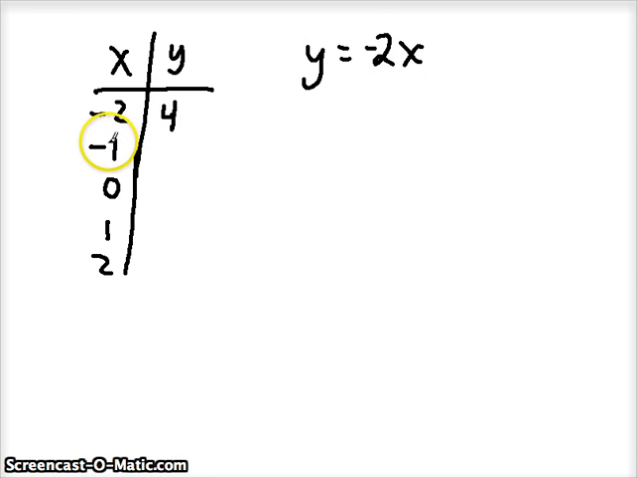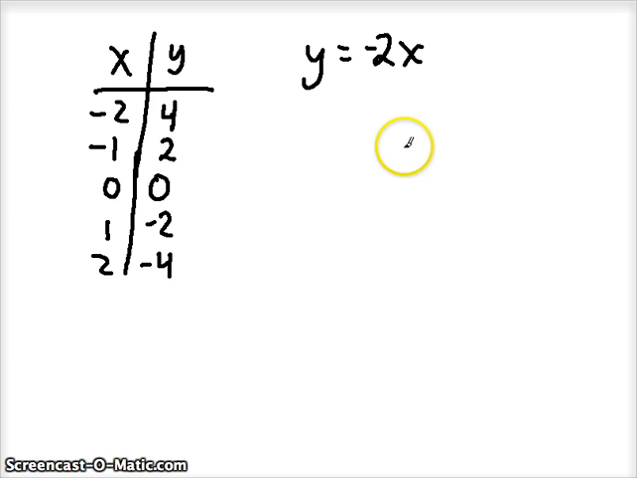Do the same thing with negative 1. Now negative 1 instead of x. So negative 1 times negative 2 gives me positive 2. If I substitute 0, I should get 0. 1 in place of x would give me negative 2, and 2 in place of x would give me negative 4. It's essentially what we just graphed. It's exactly what we just graphed.